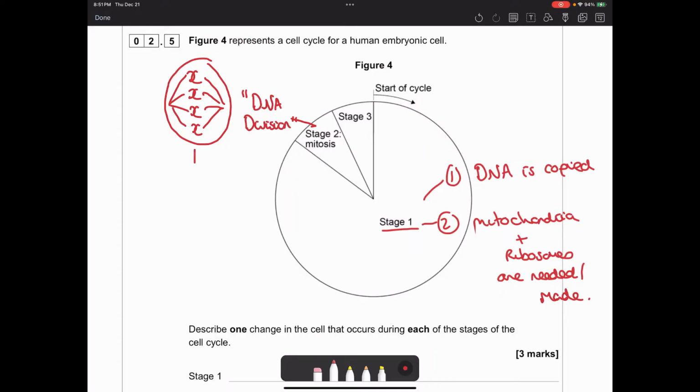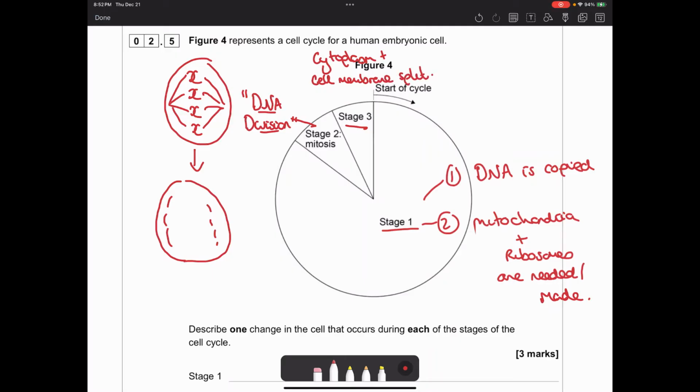So the DNA then gets separated and half of it gets pulled to one side of the cell and half of it gets pulled to the other side of the cell. So stage 2 is DNA division. And then stage 3, this is when you've got your DNA copied and it's been separated. So what then happens is the cytoplasm and cell membrane separate. So cytoplasm and cell membrane split. Okay, and that's it. And that gives us 2 identical cells from what we then had at the beginning.